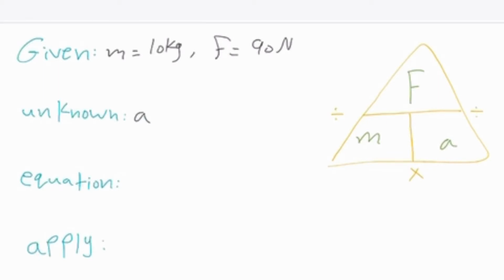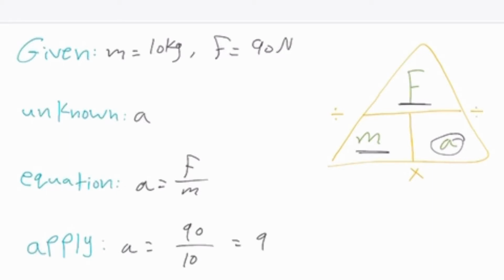So we're going to be checking the triangle. We have the acceleration as the unknown. That means we're going to be dividing force over mass. So our equation is going to be A equals F over M. We're going to apply 90 over 10, which is 9. And we're going to be putting the unit for the acceleration, which is meter per second squared, to the right.